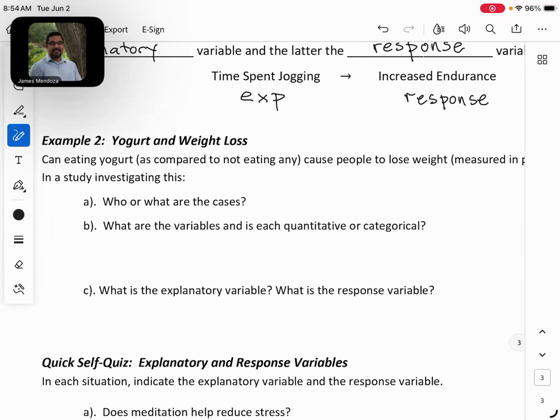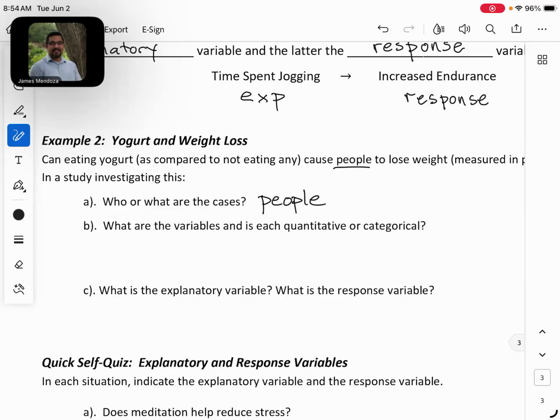Now, for this example: can eating yogurt as compared to not eating cause people to lose weight, measured in pounds? This is kind of just to reiterate the main stuff today: cases, variables, the different types of variables. In this case, who or what are the cases? In other words, who were they collecting data from? The people. And that's all we know, just very generically people.